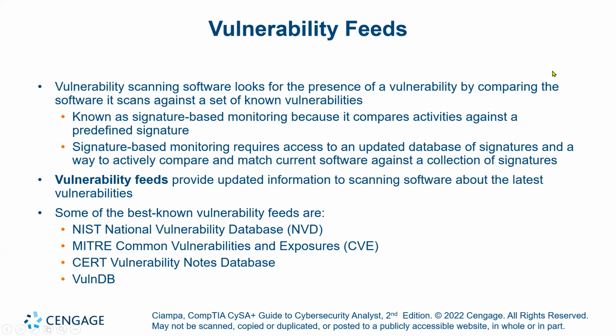Vulnerability feeds. Vulnerability scanning software looks for the presence of a vulnerability by comparing the software it scans against a set of known vulnerabilities. Known as signature-based monitoring because it compares activities against a predefined signature. Signature-based monitoring requires access to an updated database of signatures and a way to actively compare and match current software against a collection of signatures. Vulnerability feeds provide updated information to scanning software about the latest vulnerabilities.